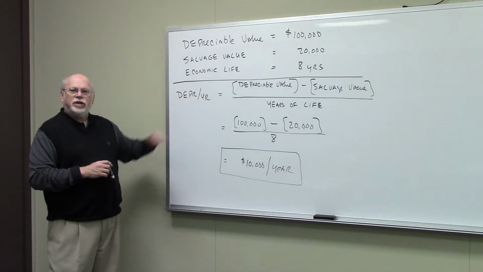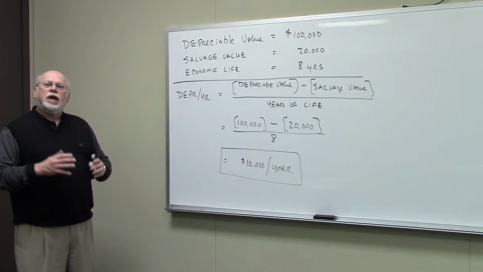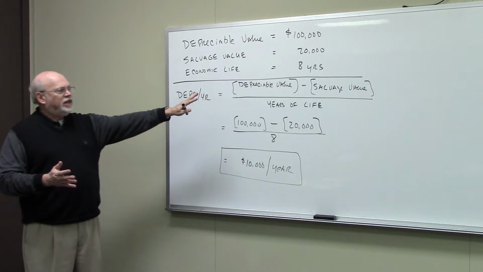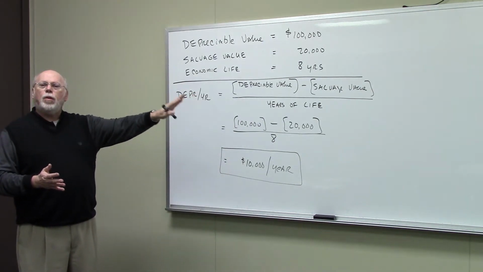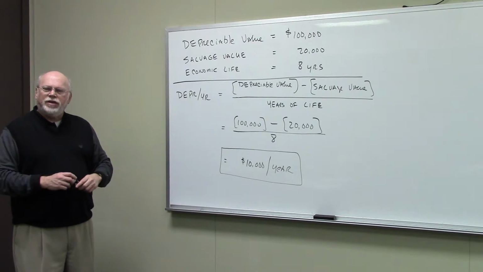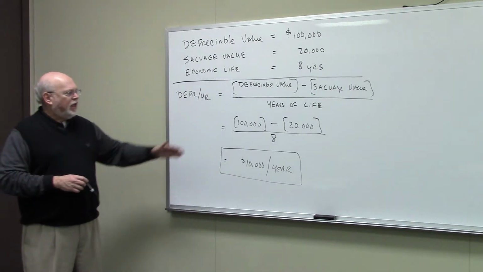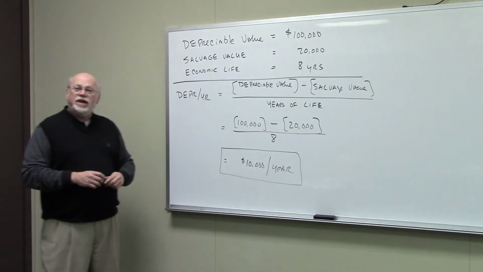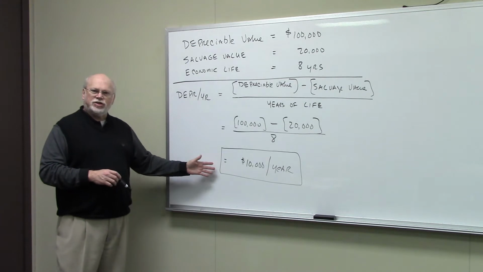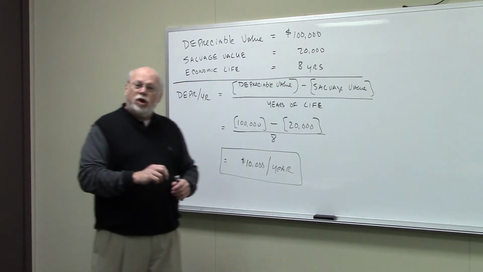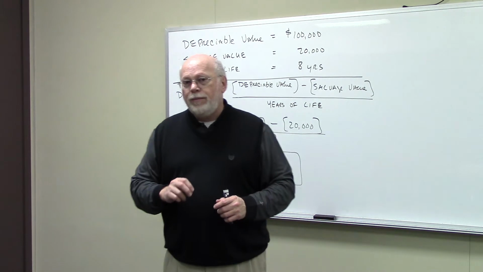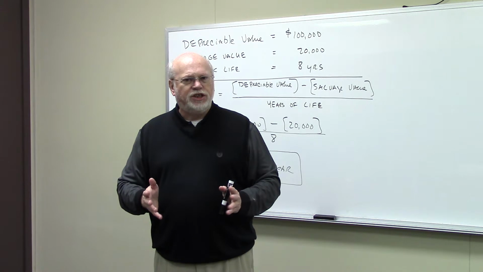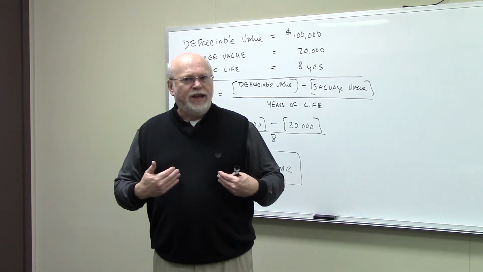Now we're going to calculate the straight line depreciation. The depreciation expense per year using straight line depreciation is the depreciable value of the asset minus salvage value, divided by the number of years of economic life. And 100,000 minus 20,000, divided by 8, gives you the depreciation expense per year, which is $10,000. So every year that we own this asset, we're going to be able to avoid paying taxes on $10,000 of income. That's what depreciation expense means to us financial managers.